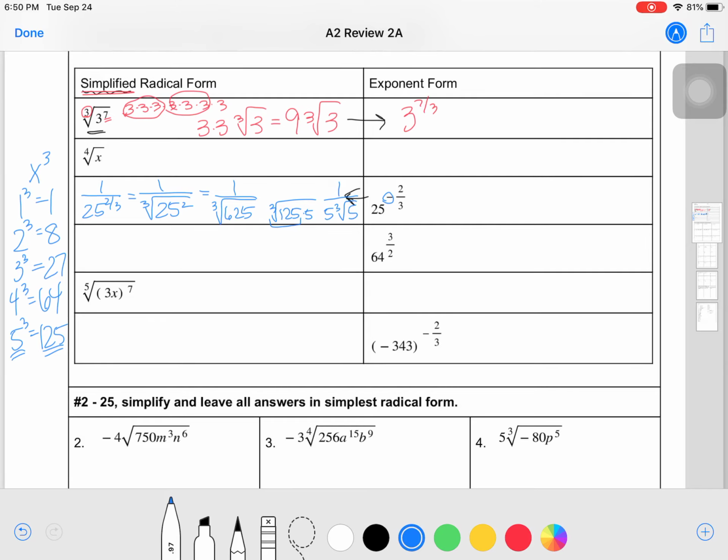Now this is something we could rationalize, but in Algebra 2 we didn't, so you do not have to worry about this. This is where you would leave your answer for now. Okay, so that's what you'll do for this entire chart, is go through and write it in the other form and then simplify your radical if it's possible.